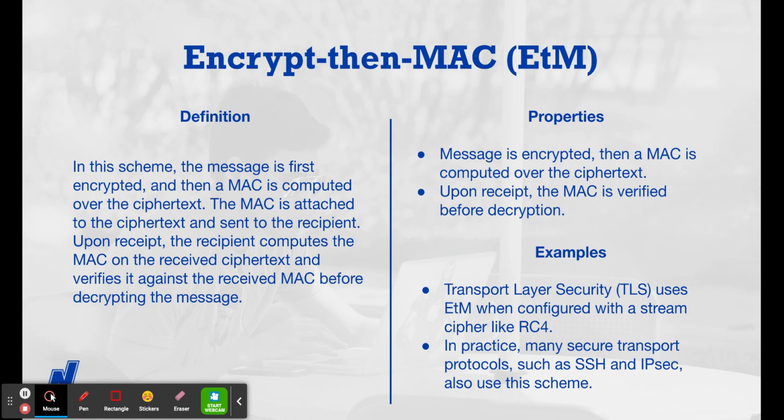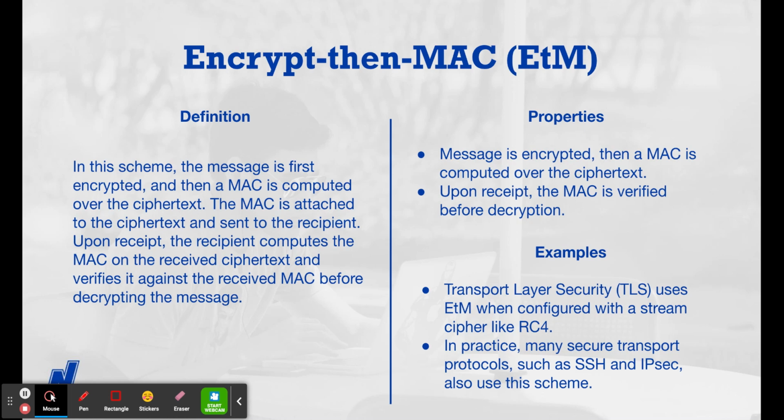In this scheme, the plaintext is first encrypted, then a MAC is computed over the ciphertext. The MAC and the ciphertext are sent to the recipient. The recipient then verifies the MAC before attempting to decrypt the message. This method is generally considered to be the most secure out of the three, as it avoids a number of potential security pitfalls that can occur in other schemes.